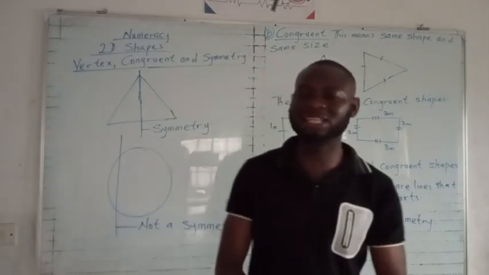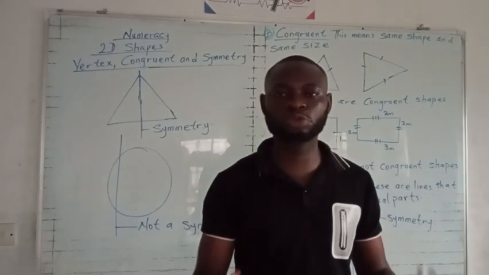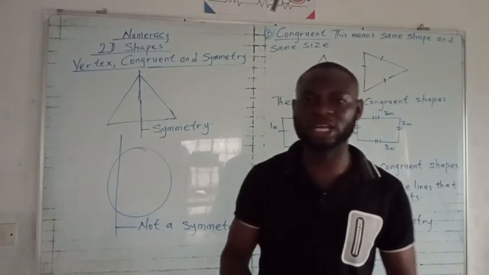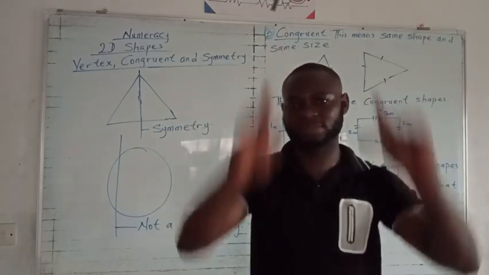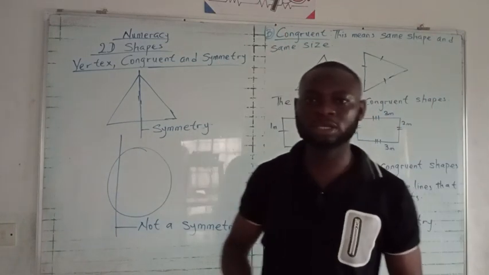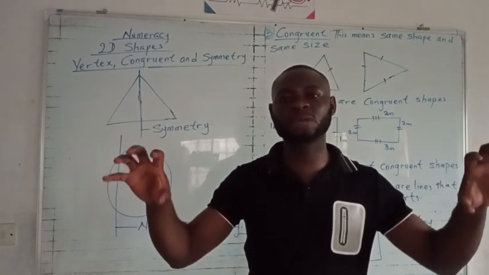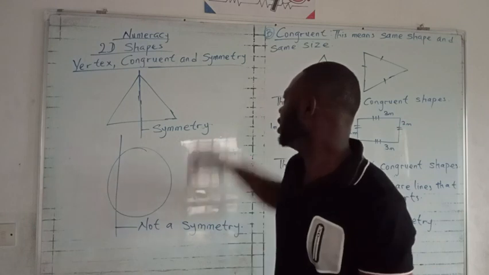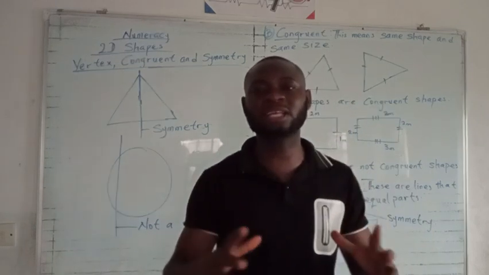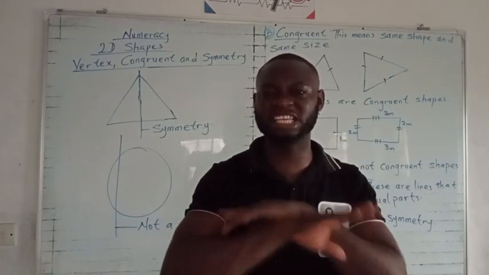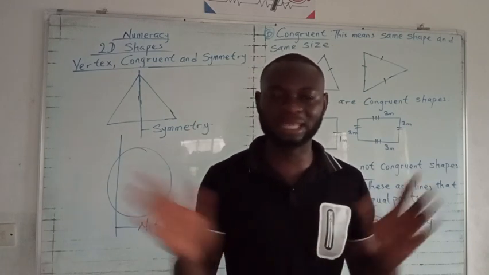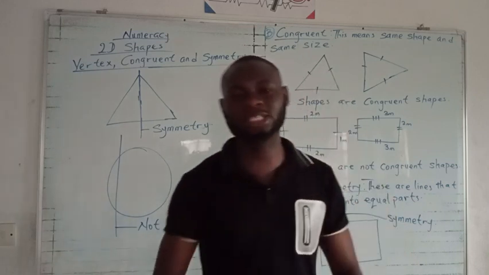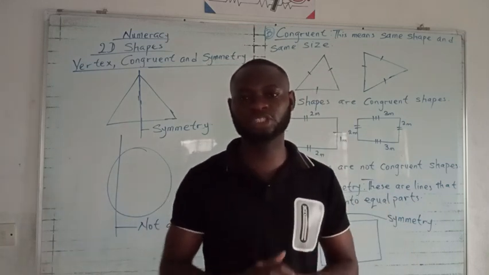So this is the last part of our two-dimensional shapes. We talked about vertex, which we say is the point where two sides meet. We talked about congruency, which means that the two shapes are equal in size and they are the same shape. Then a symmetry is a line that divides anything into equal parts. That's a symmetry, okay? So this is the last of this two-dimensional shape topic.